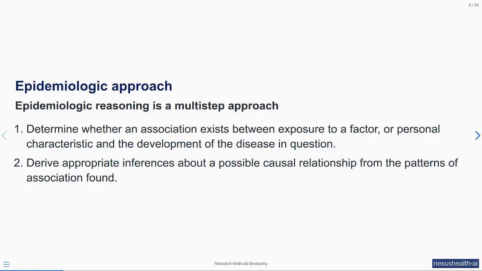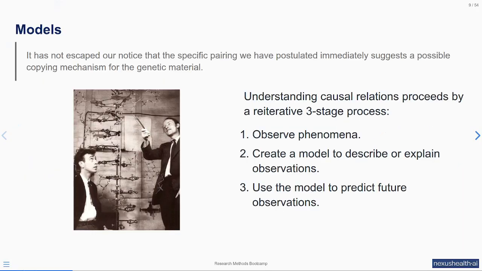Epidemiological reasoning is a multi-step approach. We first determine whether an association exists between an exposure to a factor or a personal characteristic of the individuals and the development of the disease in question. We then derive appropriate inferences about a possible causal relationship from the patterns of the association found. And this is what underpins epidemiological reasoning.